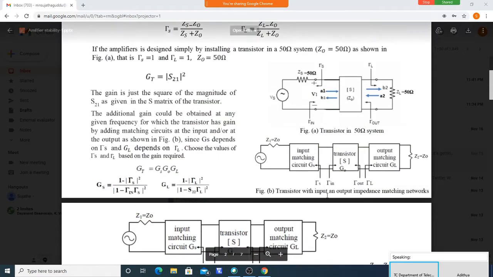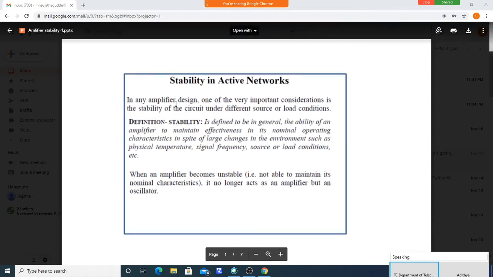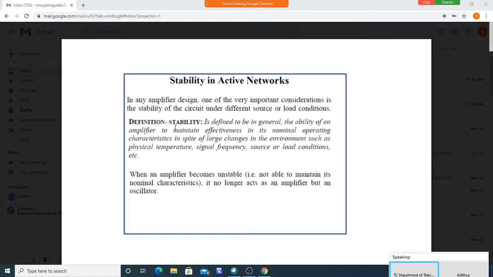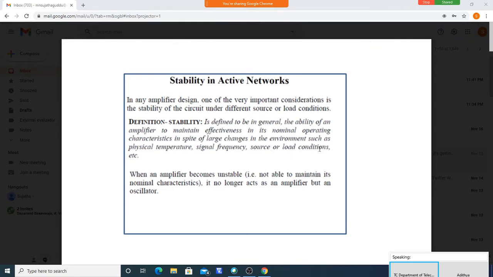That means, before choosing the values ZS and similarly ZL, you should consider the stability. The definition of stability is, in general, the ability of an amplifier to maintain effectiveness in its nominal operating characteristic in spite of large changes in the environment, such as physical temperature, signal frequency, source or load conditions. Source and load conditions mean the source impedance and the load impedance.